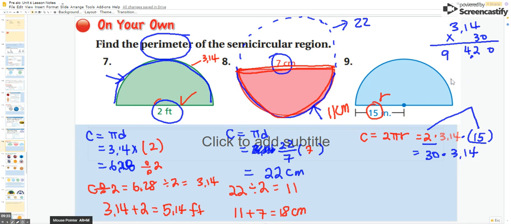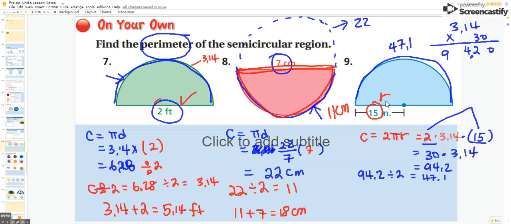So it's going to be 94.2. You have to divide it by 2 to find that part, which is 47.1, I guess. Yes, so it's going to be 47.1, and you add it to 15 and another 15 is hiding here.